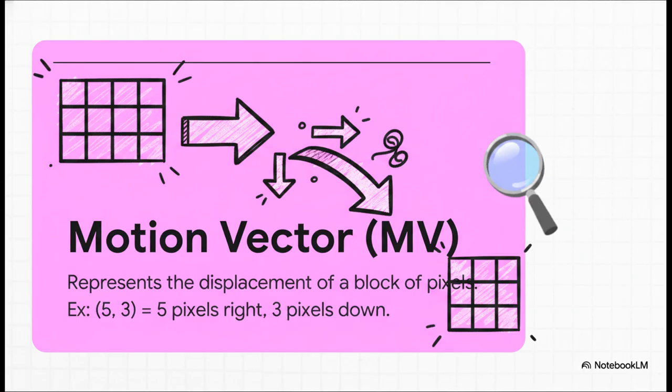It's a really simple but powerful piece of data. It's just a pair of coordinates, something like (5, 3), that basically says, hey, that block of pixels moved 5 pixels to the right and 3 pixels down.